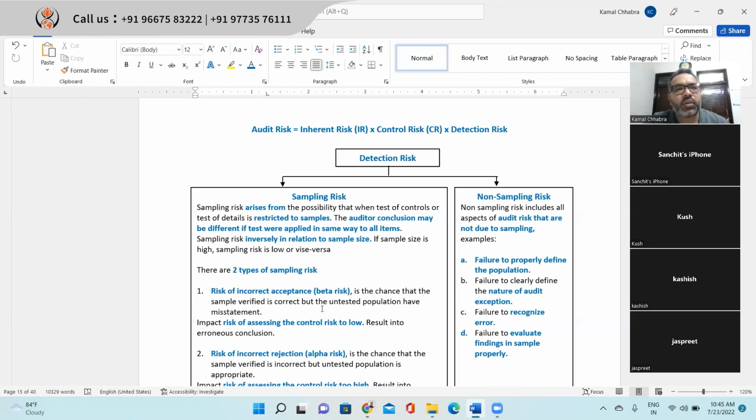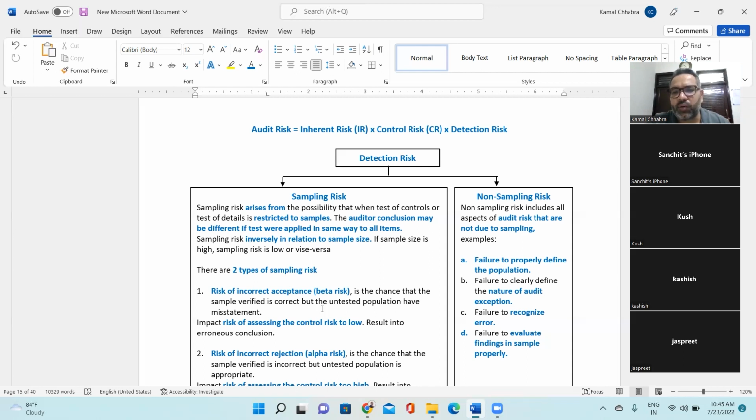Whereas you define those as a gift expense, right? So in that scenario, your population is not right. So that comes under the non-sampling risk. You have not considered the entire population for the testing. Make sense? So we can say completeness and accuracy of the population, right? Yes, absolutely true. So failure to properly define the population will come under the non-sampling risk.